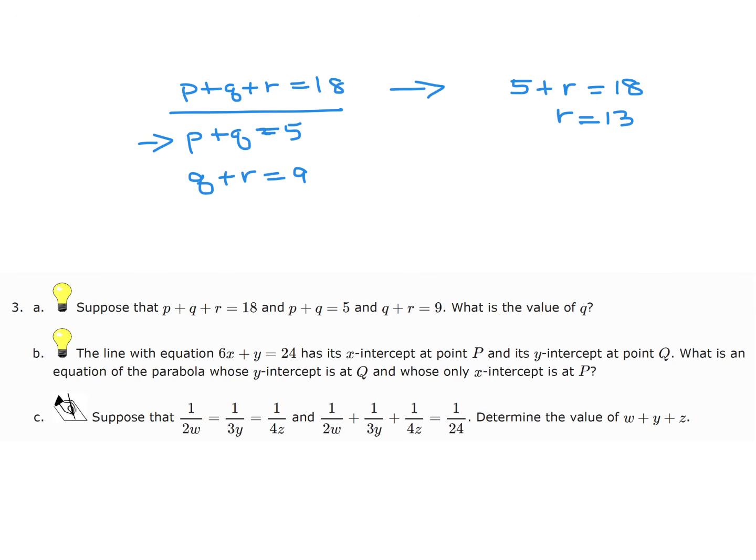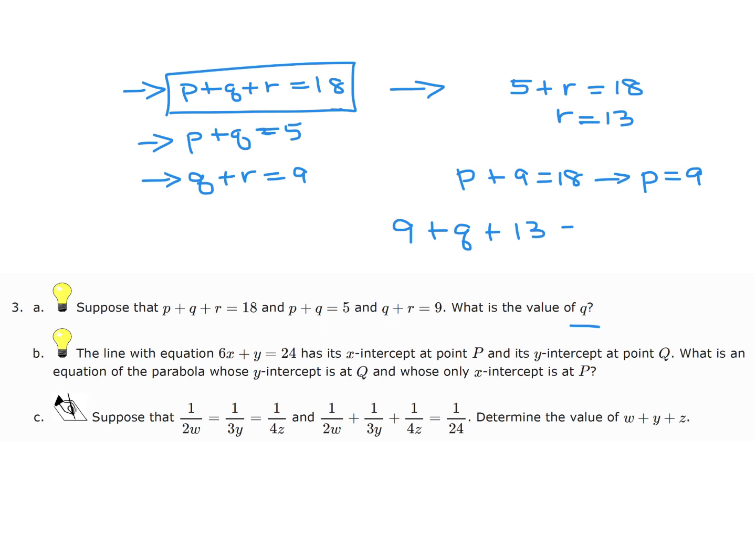Correct? All right. And then using this, we substitute that in the original one, and we get P plus 9 is equal to 18, and therefore P is equal to 9. So therefore, what did they want us to figure out? Oh, the value of Q. So plug the value of P and R back into the original equation, so that's going to give me 9 plus Q plus 13 is equal to 18. So Q is equal to, what is that, 22, 18 minus 22, and that is negative 4.